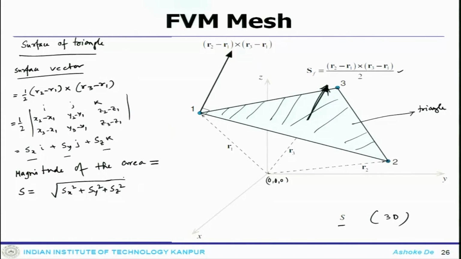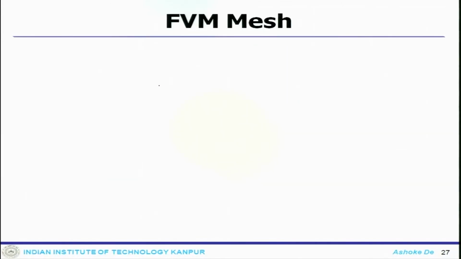Now, the important point to note here is the direction of the surface vector. So far while doing this calculation, we have nowhere taken into account whether the surface vector is going to be outward or inward.